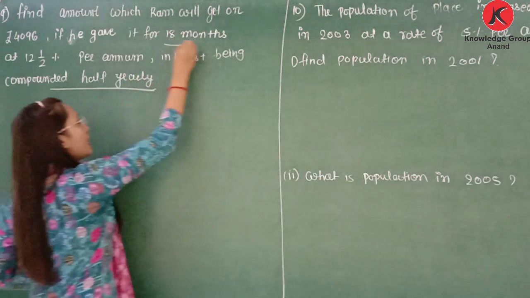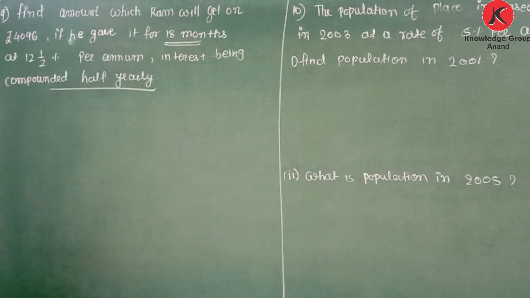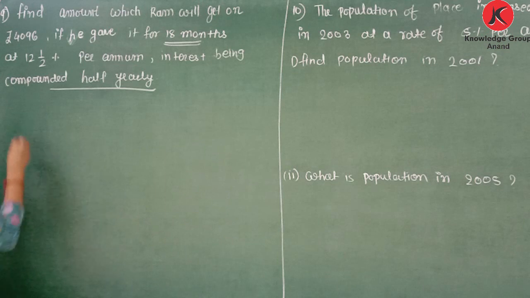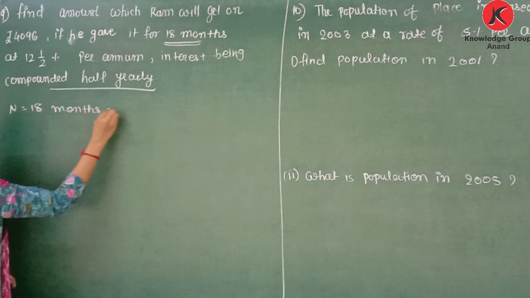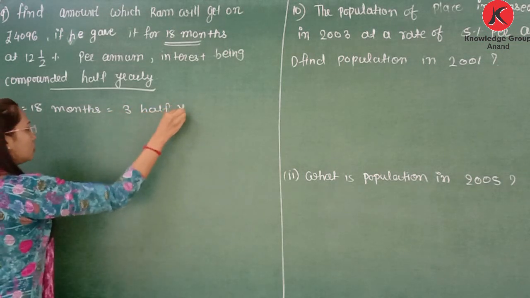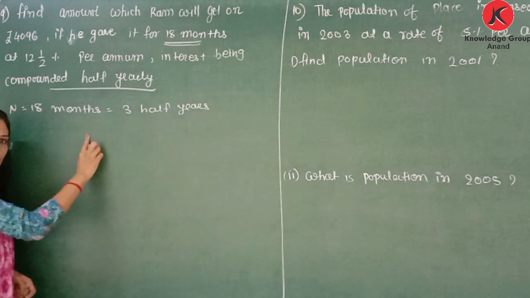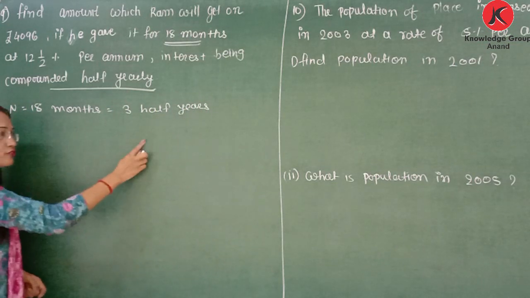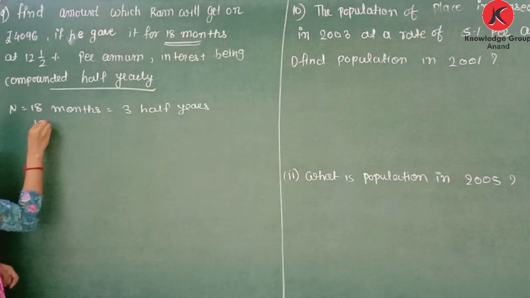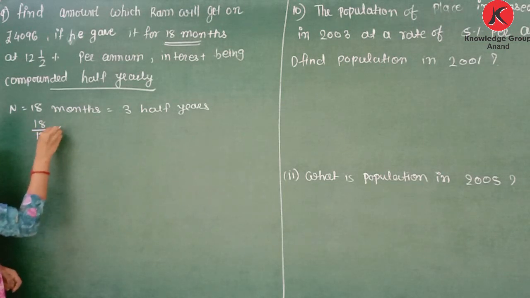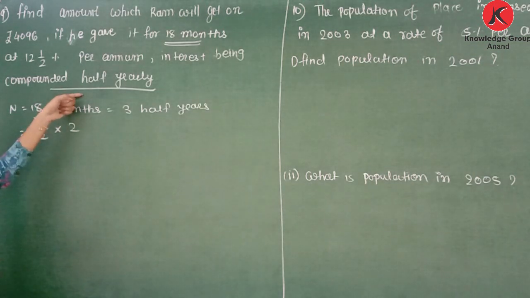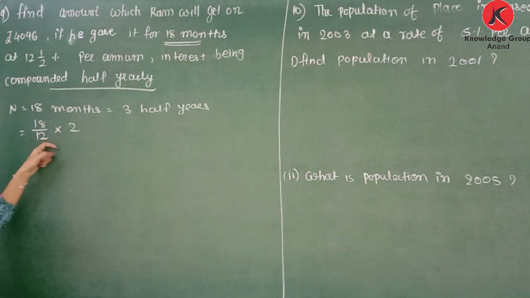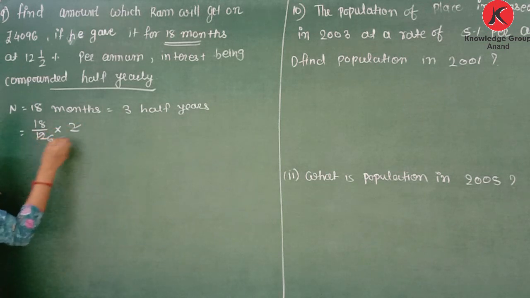Now here n is 18 months. So divide it into 6 months, 6 months and 6 months. Then how many parts we get? 3 parts. So 18 months is 3 half years. How? 6 plus 6, that is 1 year, and after 6, that is 18 months. Or you can write 18 by 12 year multiplied by 2, because we know that if it is compounded half yearly, then multiply year by 2. So that is 3 half.